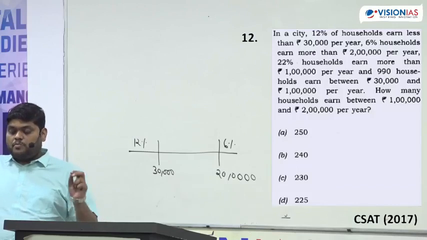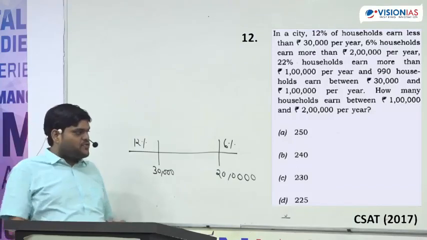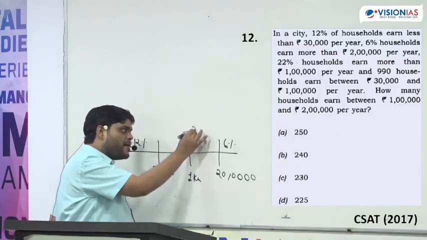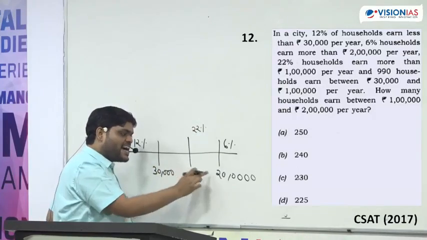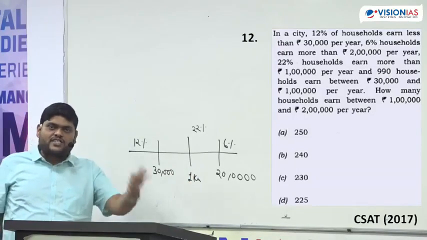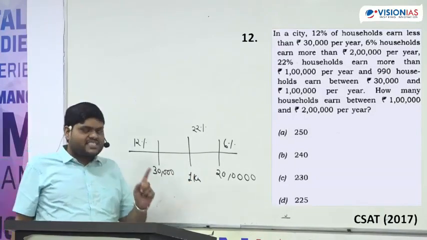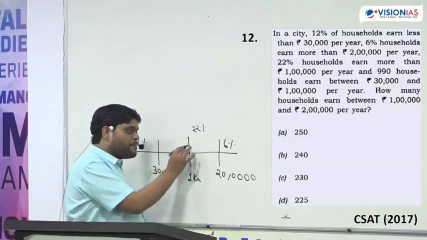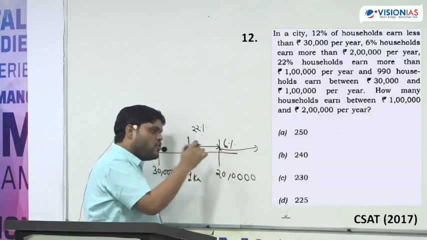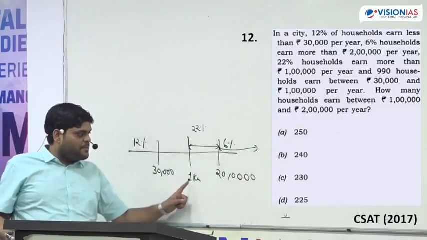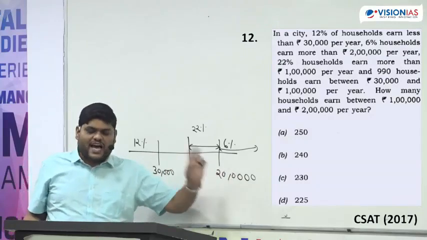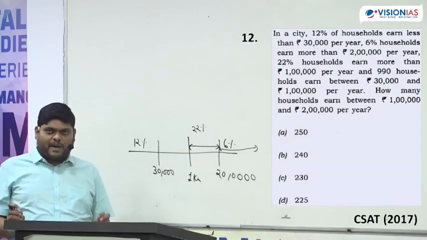22% earn more than 1 lakh. Listen carefully. They are not saying 22% earn in between 1 lakh and 2 lakh. They are saying 22% earn more than 1 lakh. So when they are saying more than 1 lakh, that means they will cover this part as well as this part also. That means they will cover in between 1 to 2 lakh as well as more than 2 lakh also. Are you getting my point or not?